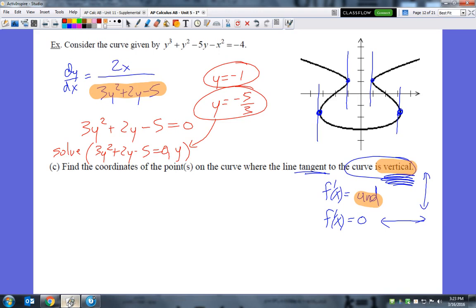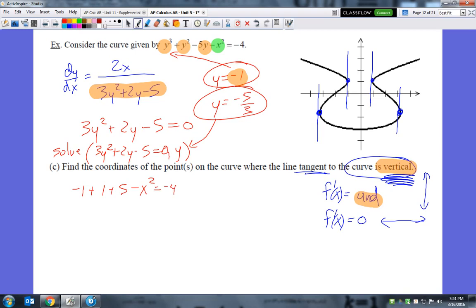Okay, so when they make it undefined, what we're going to do is use these to see what the x values would be. So we're going to plug in this y value here and here and here, and then solve for this x. That'll give me what these points are. So let me go ahead and plug in -1 right here. So we have -1 cubed is -1, plus 1 plus 5 minus x squared is equal to -4.